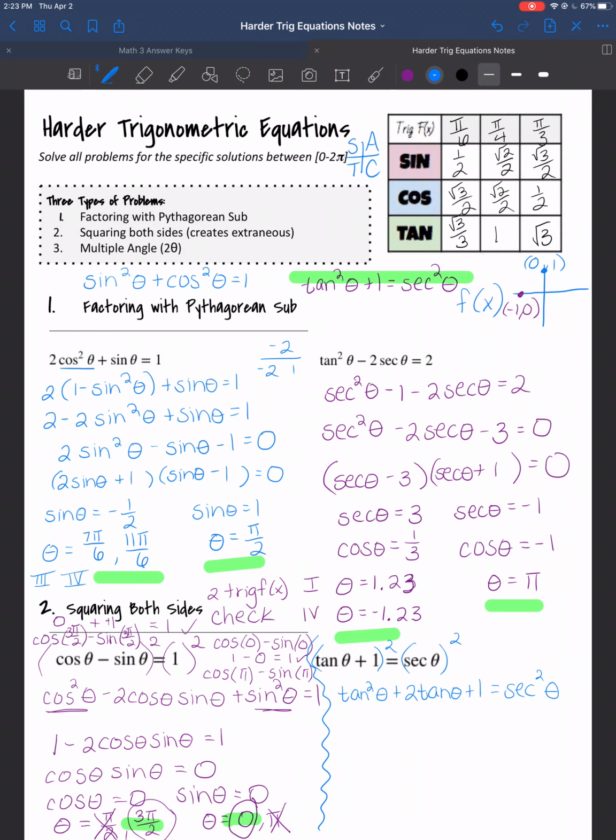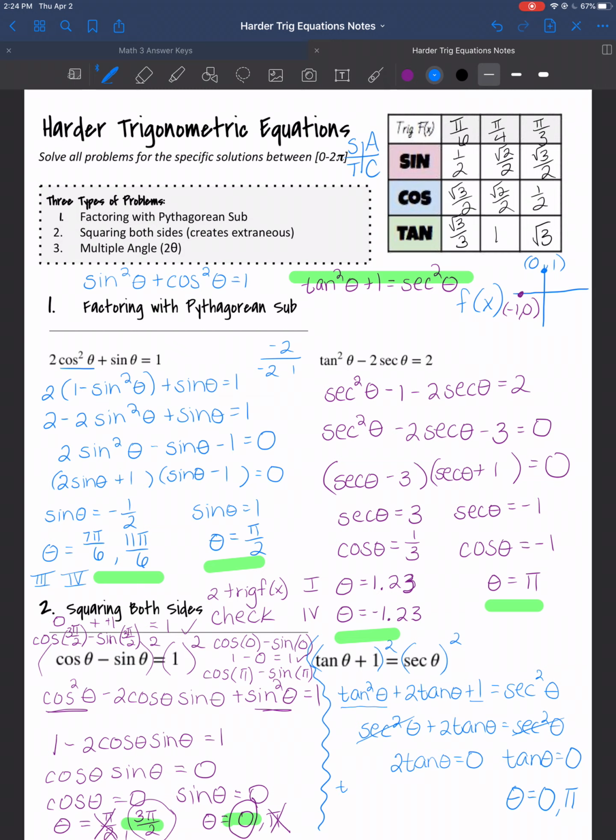So tangent squared right here plus 1 is equal to secant squared, plus 2 tangent theta equals secant squared theta. That's going to cancel secant squareds, so you got 2 tangent theta equals 0. Divide by 2, that's tangent theta equals 0, and so the angles whose tangent is 0, that happens at 0 and pi. And then we're going to need to check both of those to see if you get extraneous.